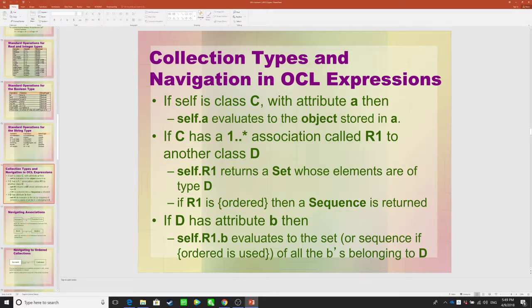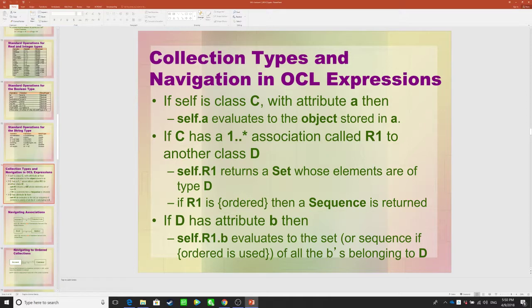And if D has the attribute B, then self.R1.B evaluates to the set or a sequence of all the B's belonging to D. Yeah, it's kind of tricky here. The description is not easy, but the logic is pretty easy. It's just self.R1.B, because self.R1 is a set.